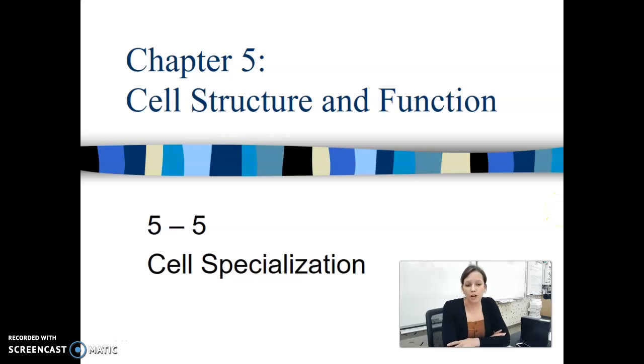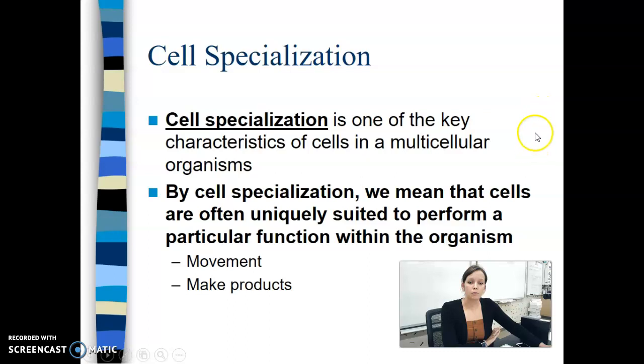As we're wrapping up the chapter here, we just have two short sections. Section 5 is on cell specialization. So we've talked a lot about cell structure, but when we look at cell specialization, it's exactly what it sounds like. As cells grow and develop, they become specialized to a unique task or a unique function.